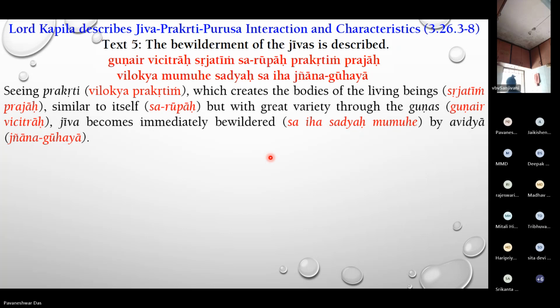There is variety. Something looking like a human being, something looking like an animal, something looking like a plant, something looking like a home, something looking like a planet, something looking like an abode, and all these things are there. These are all Prakritis, different forms, different manifestations. That's what is mentioned: seeing Prakriti, which creates bodies of the living entities, which are similar to Prakriti herself. The Prakriti also consists of 24 elements. Our body is also consisting of 24 elements. Both are the same, but with great variety through the gunas.